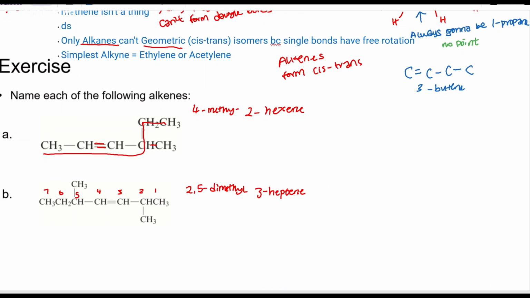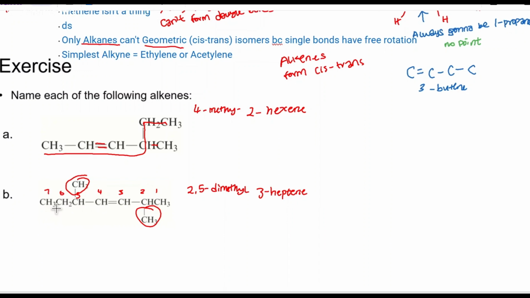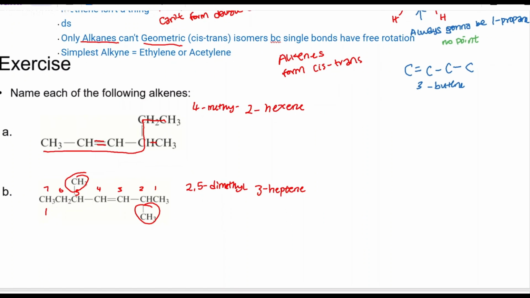And then this one is heptane because it has a 7 carbon chain, and then it has methyl groups attached to the 5 and the 2. And we number it where the double bond over here has the lowest number. So instead of starting here, where it'll be 1, 2, 3, 4, 4, we start here where it'll be 3 instead of 4.